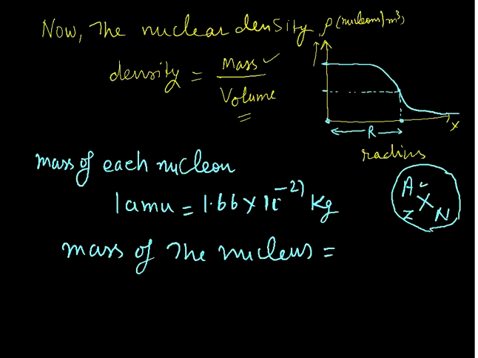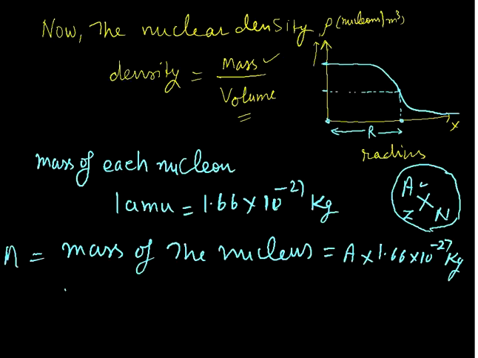So one nucleon has a mass equal to 1.66 into 10 raised to the power minus 27 kg, and if there are A nucleons, then the total mass of the nucleus will be A into 1.66 into 10 raised to the power minus 27 kg. So this will be the mass of the nucleus, capital M.